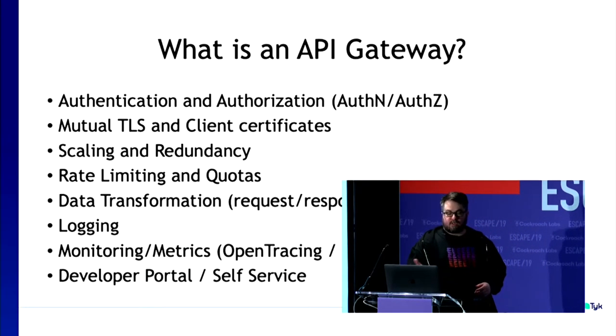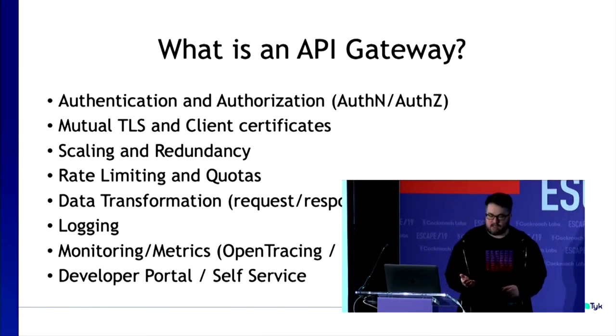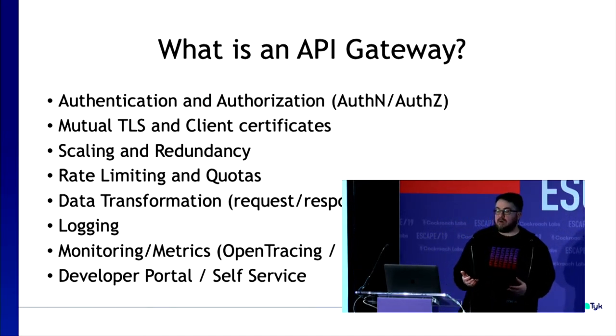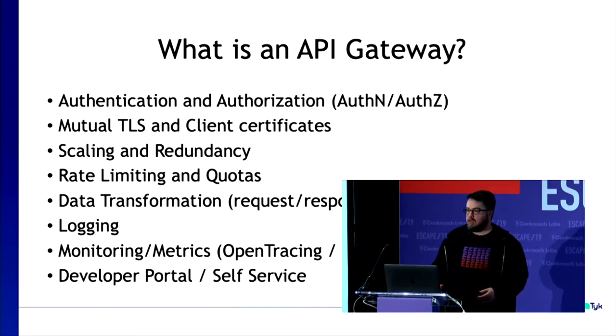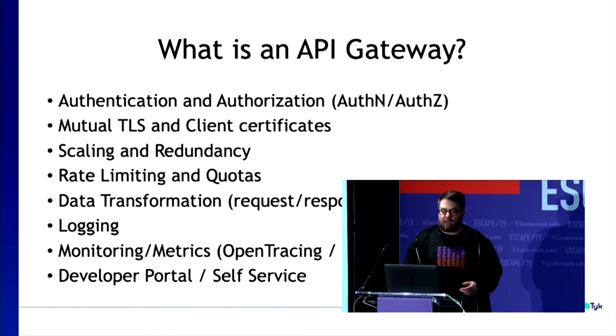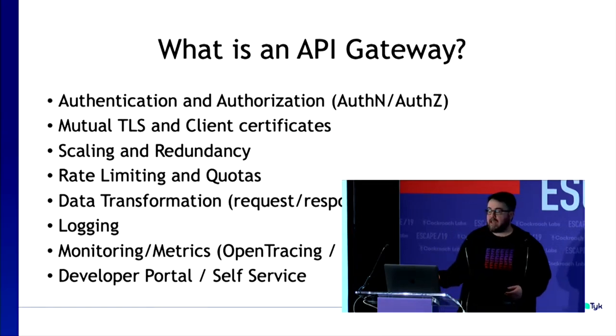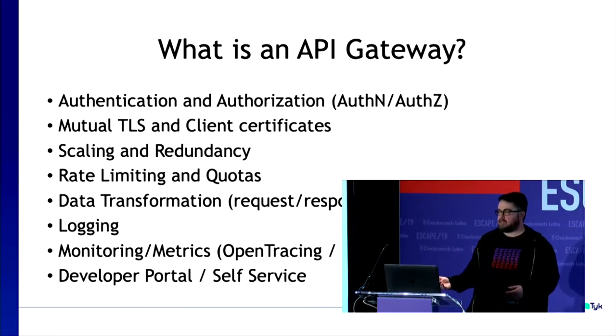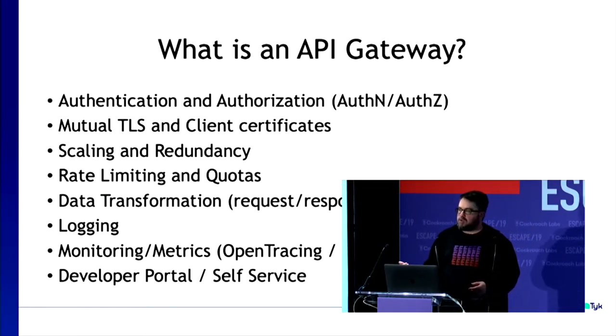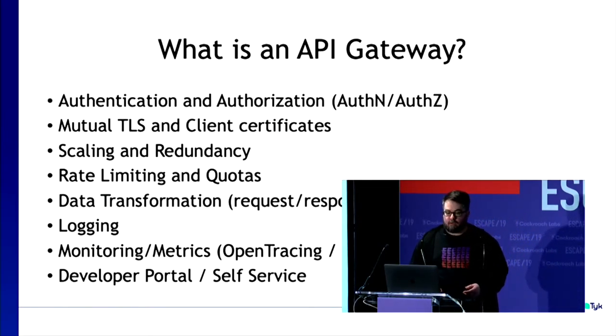So what are some of the typical functions of the API gateway, as I said before? Authentication and authorization, or authn and authz. Who can access your data, and what data can they access behind the scenes? Again, this is part of offloading a lot of that workload from your developers into the API gateway.